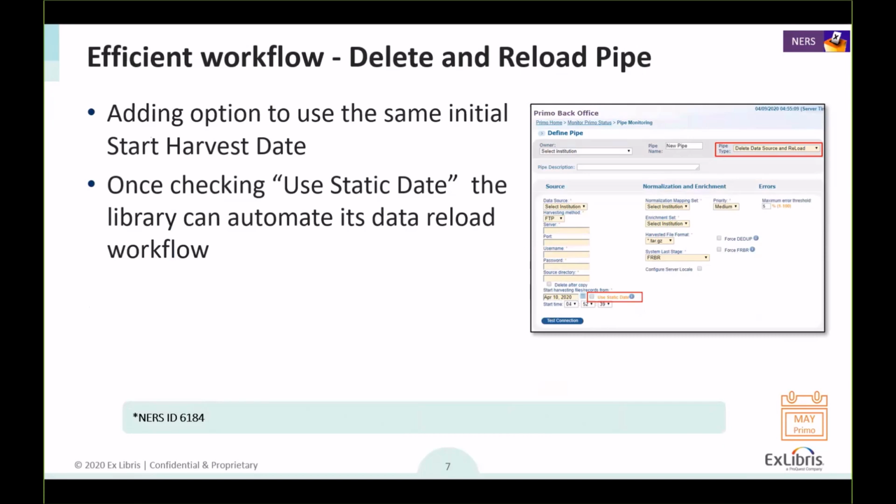So now, in order to make it easy for you to automate the workflow, the reload data, we added a new indication. It's called use static date, in order to use the same initial start harvest date. If this one is checked, the pipe won't override the start harvesting date with the last time that it was run. It will keep this date persistent, so you now can automate this pipe and make it easy on your workflow. So this is an enhancement that is being released in the Primo My release.